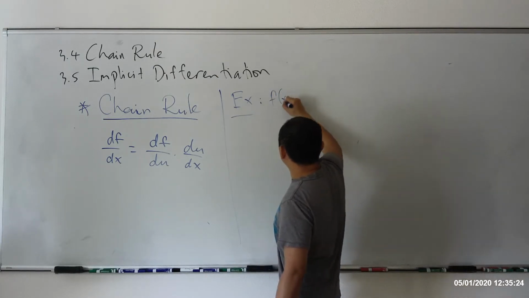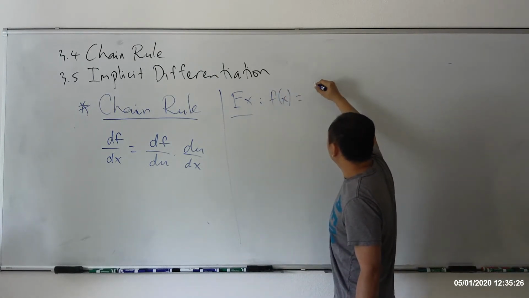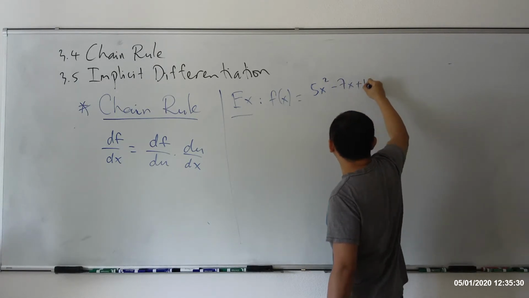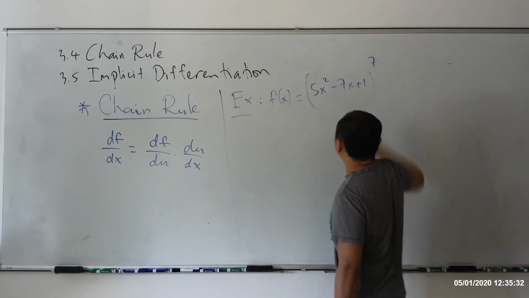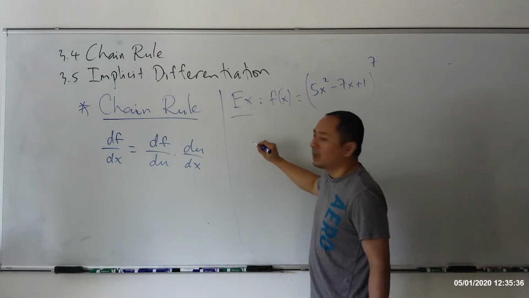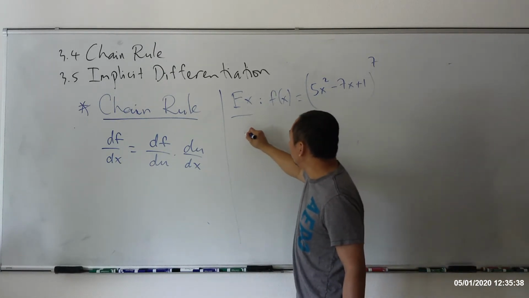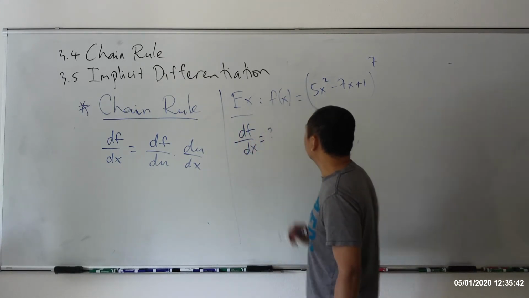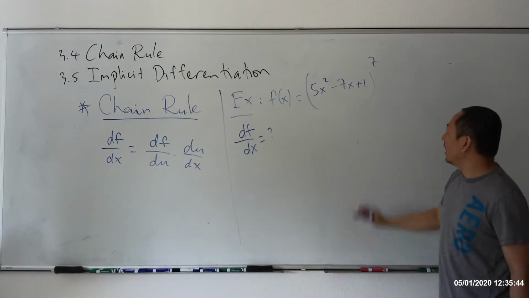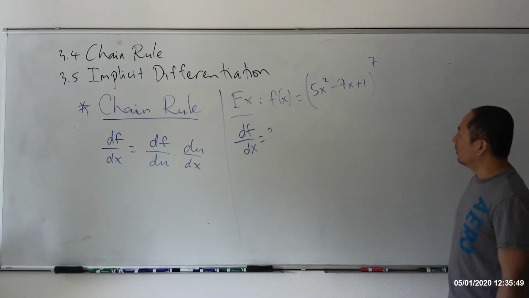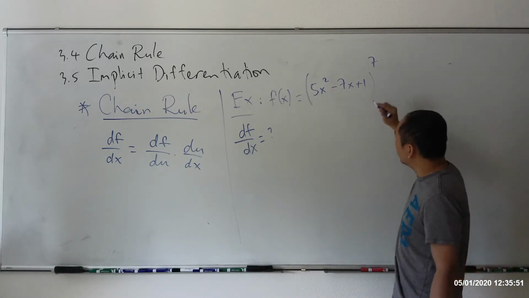Say f of x equal to 5x squared minus 7x plus 1, everything raised to the 7th. Now I want to take the derivative of this. What is f prime? This time let me use the limit notation. What is df over dx equal to? I see that what I have in here is a big mass raised to the 7th, right? So first time doing this, we do it step by step.